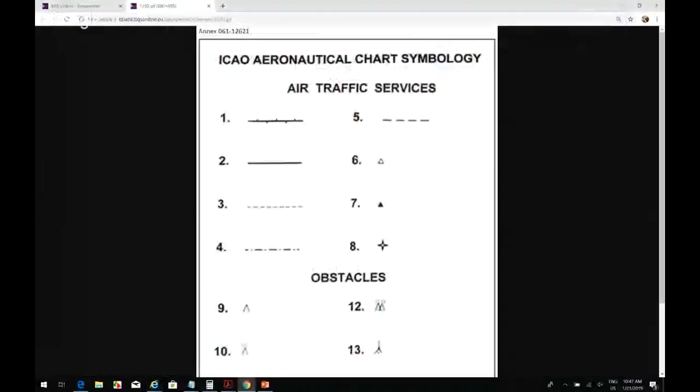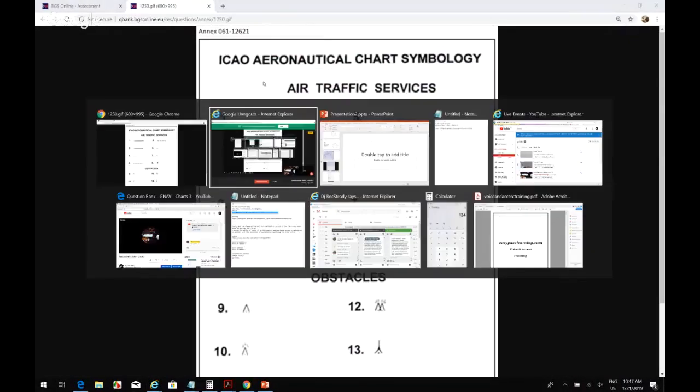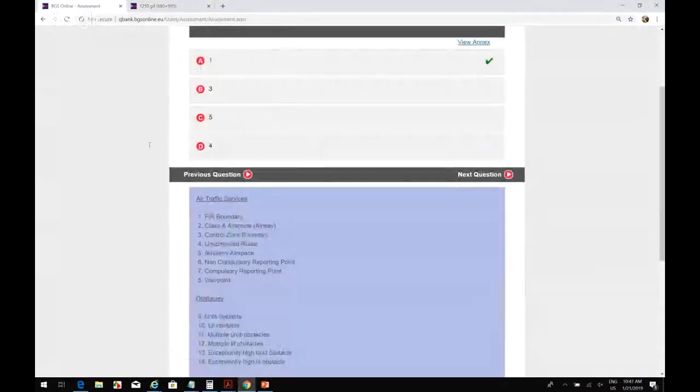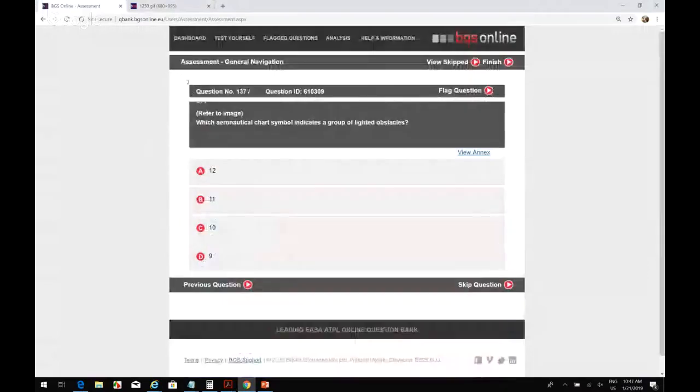Which aeronautical chart symbol indicates a flight information region boundary? So, look at the annex. Oh, I need to share my screen, don't I? Screen share, full screen. There we go. Present to everyone. Okay. So which of these is an FIR, flight information region boundary? Number one, I think. Let's see if that's correct. Yes, an FIR boundary.